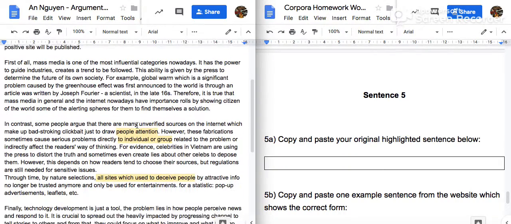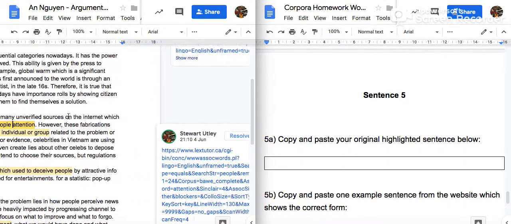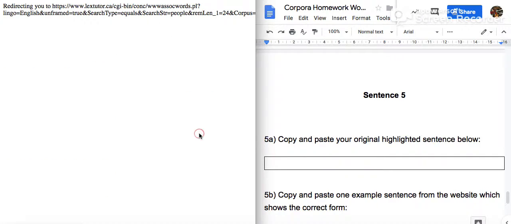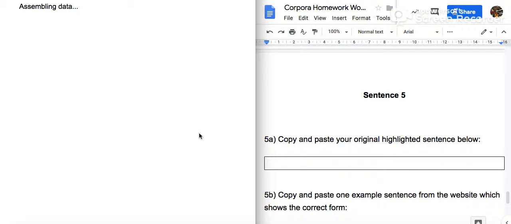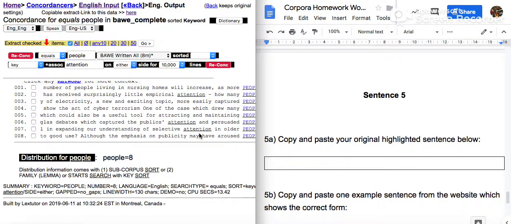So again, every time you click on a highlight, over here it's got a link. You click on the link. Your internet's probably going to be faster than mine. But each time it's going to take you to this corpus webpage where there's an already searched for term. And you're going to use the results from the corpus to work out where the problem with your sentence is and how you can fix it.